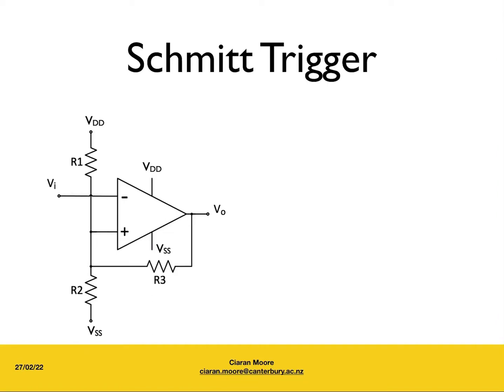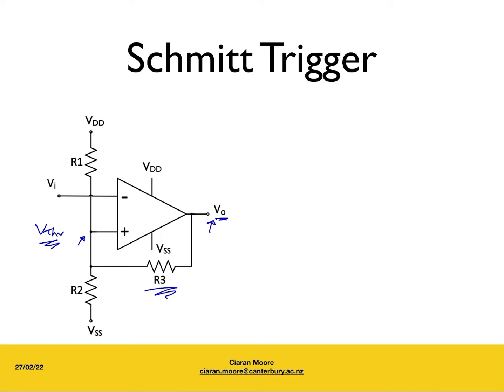Here's a comparator with a configurable threshold voltage and a positive feedback resistor R3 connected between the output and the non-inverting input of the op-amp. And the question is, how does this circuit work? What happens to the threshold voltage as the output changes?